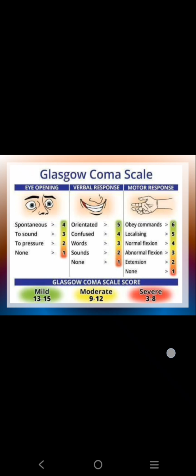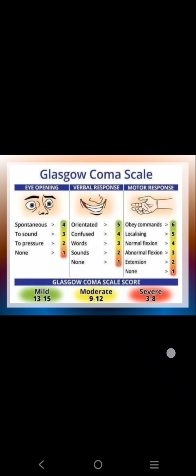And by calculating these points, we can assess the Glasgow coma scale, that is, whether he is in a severe comatose state, a moderate comatose state, or a mild comatose state. And according to that, we have to check the response.